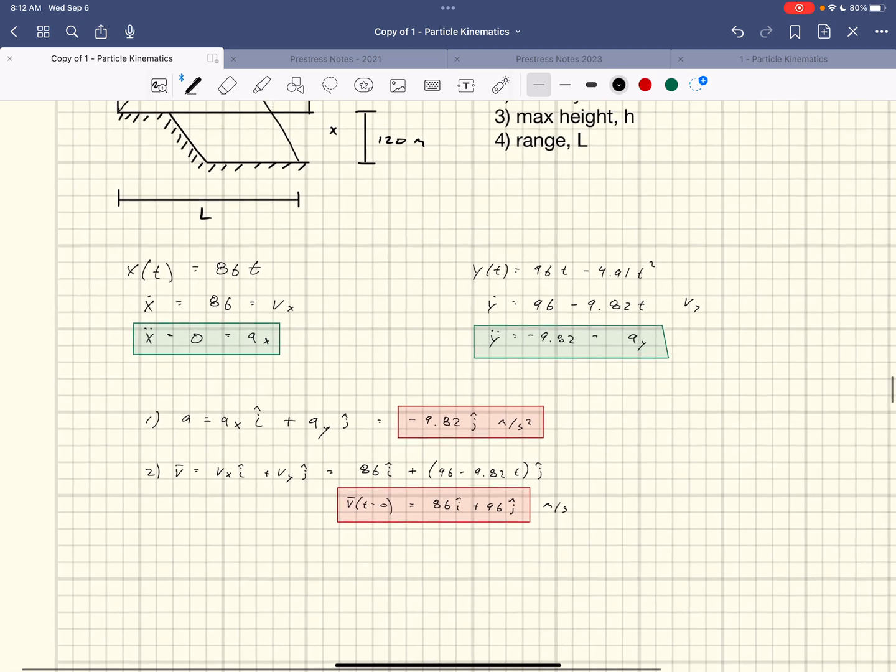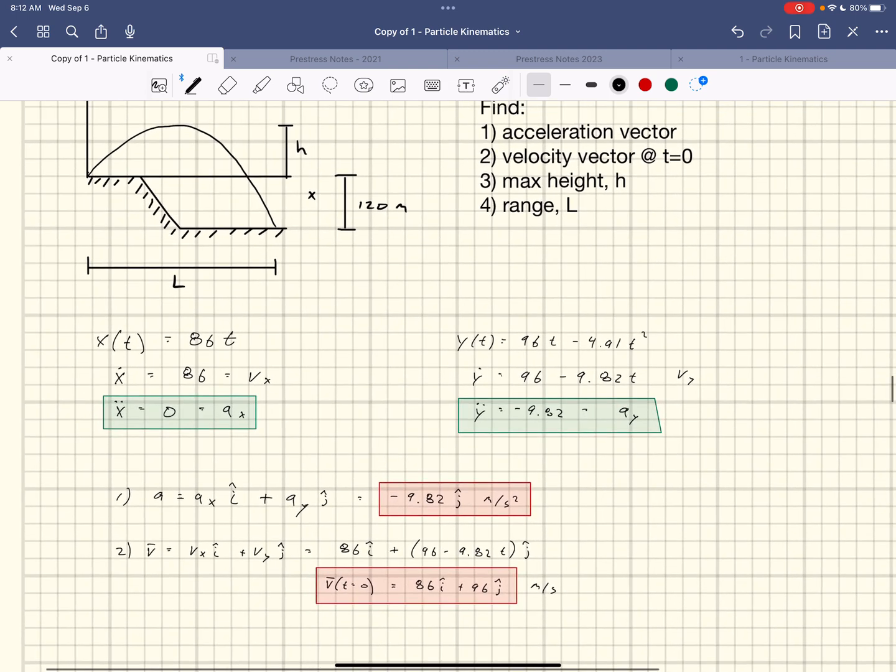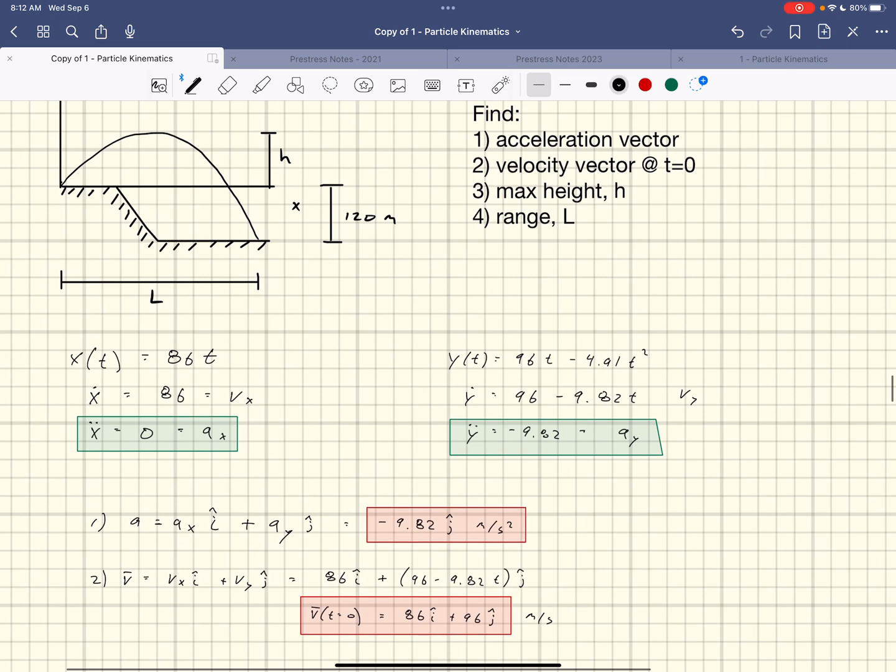Third part of the problem. Those are pretty straightforward. What is the max height? How do you think I find the max height? Thoughts? Back to physics stuff. I wanted to figure out the maximum height this thing reaches. What would I do? Yeah, that's right. It's going to do a little pause up at the top, right?